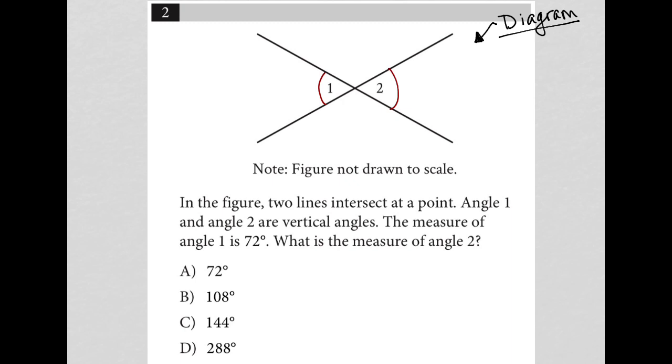They're considered to be vertical angles, is the specific name of them, but those angles should be equal to each other. So angle 1 is congruent to angle 2. So that's a bit of knowledge that hopefully you know about this already.